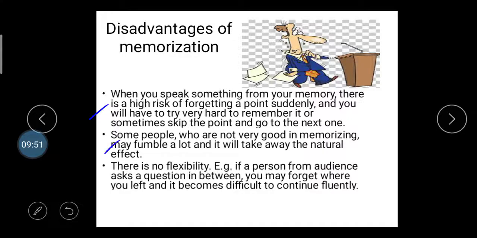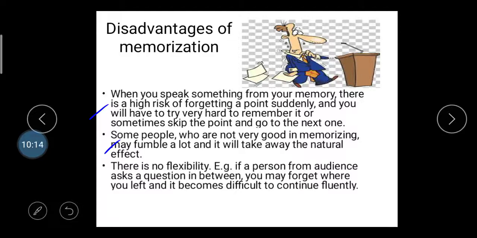Second, some people are not very good at memorizing and may fumble, which takes away the natural effect. Some people do not have such memorization skills, so fumbling appears in their speaking. It creates a negative impact on the public.